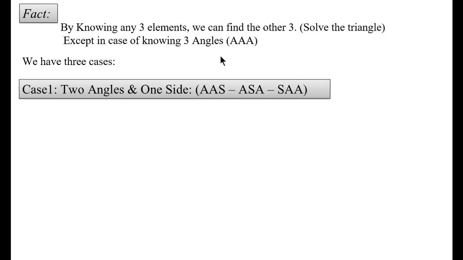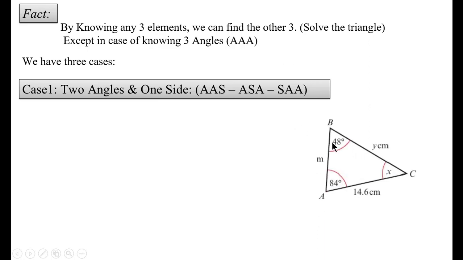We can divide our problems into three cases. The first case is two angles and one side. Okay, we can't solve any triangle except if we have at least one side. So in the case of just one side and the other two angles known, like this example here, we have this angle is 48, this is 84, and this side is 14.6. I want to solve this triangle, which means I want to get x, y, and m.